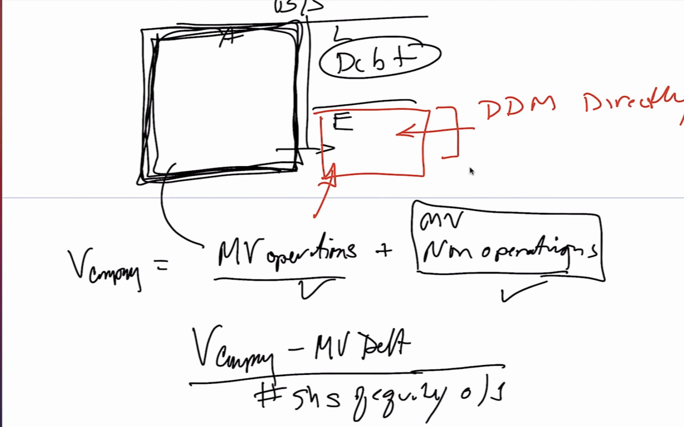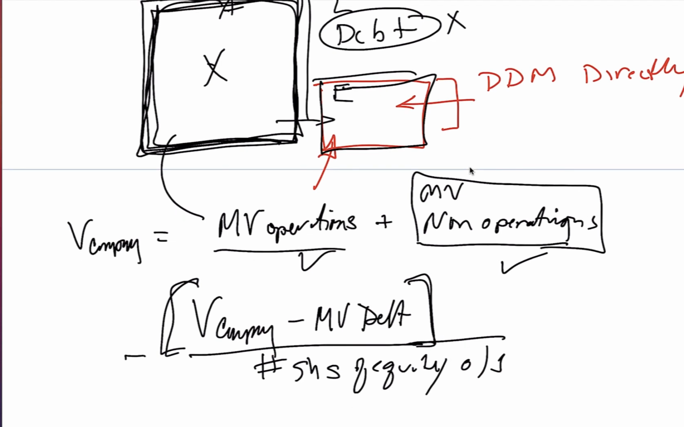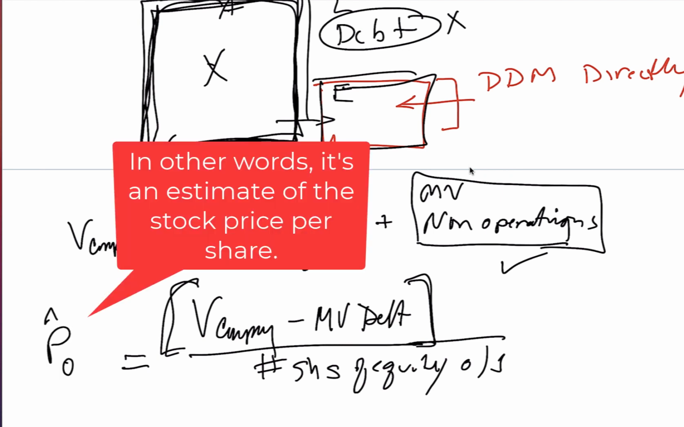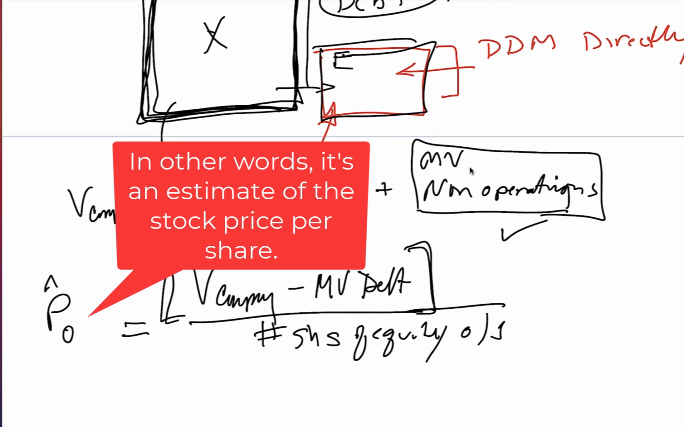And so we estimate this. We know what the market value of debt will be. So we back into equity in total. So this right here, in these brackets, is the total equity of the firm. Well, if we take the total equity of the firm and divide it by the number of shares of equity we have, we now have an estimate of the price per share of the company at time zero. And that's the way we're going with this.